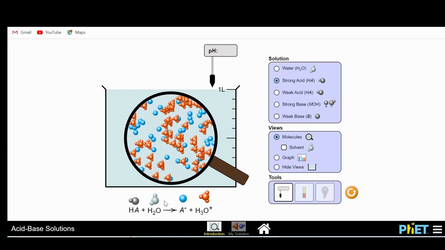To illustrate all of this, looking at this simulation, we have a molecular representation of an acid ionizing in water to form hydronium ions and some anions.